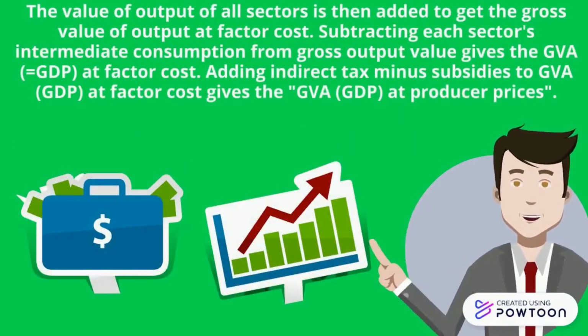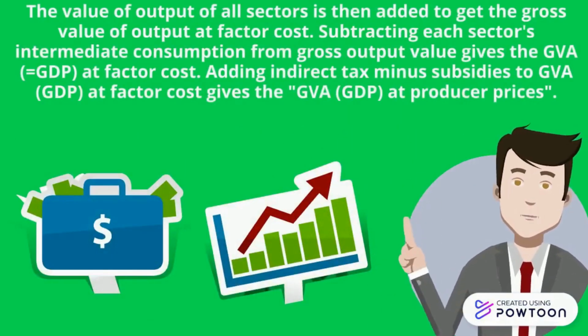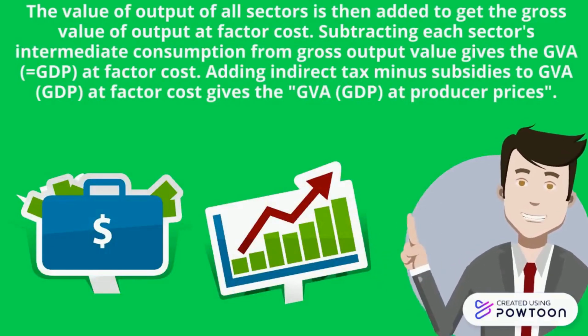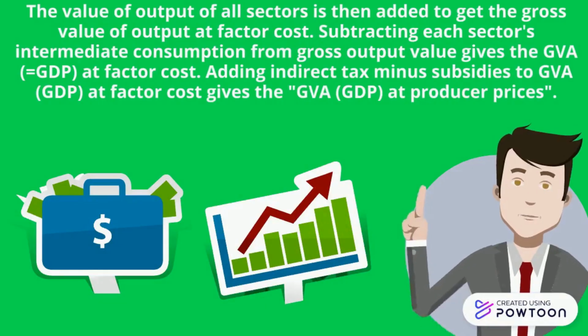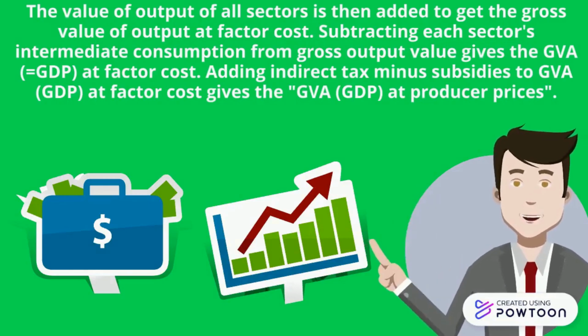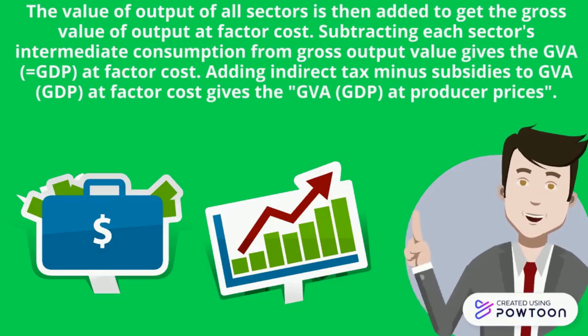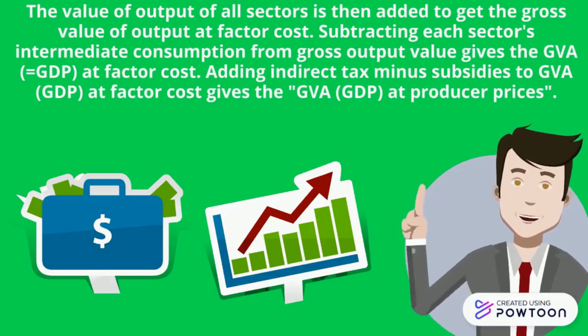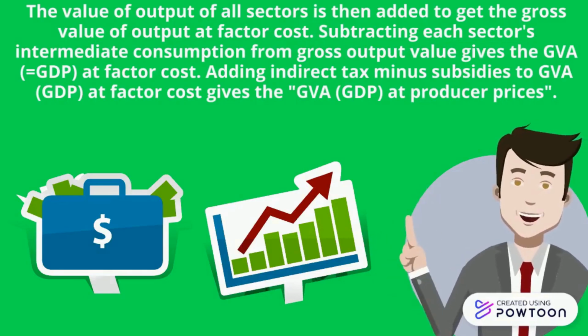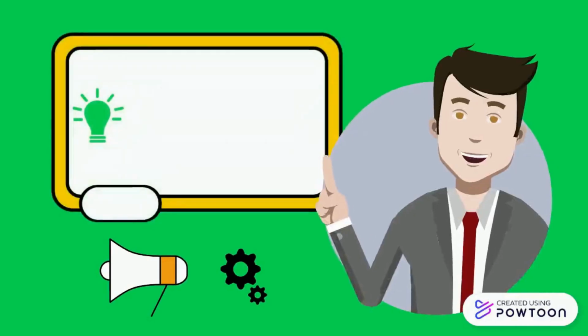The value of output of all sectors is then added to get the gross value of output at factor cost. Subtracting each sector's intermediate consumption from gross output value gives the GVA, equals GDP, at factor cost. Adding indirect tax minus subsidies to GVA, GDP, at factor cost gives the GVA, GDP, at producer prices.